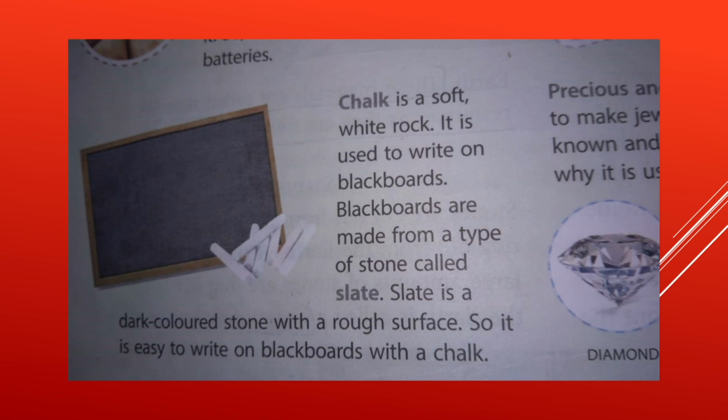Now next one is chalk. Look at this chalk. It is a soft white rock. It is used to write on blackboard. Most of you would have got a chance to play with chalk on boards in your schools. So you should know what is chalk. It is a soft white rock, and it is used to write on blackboard. And blackboards, that is also a type of stone which is called slate. Okay. Next, let's move on to the next type.